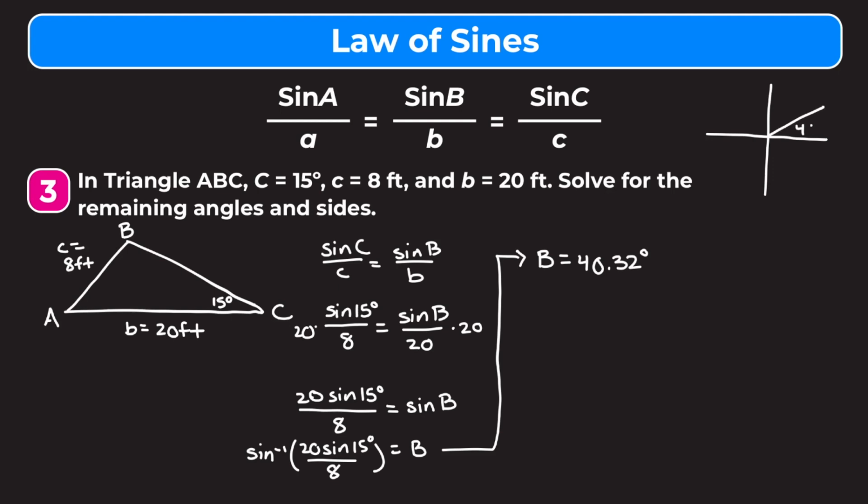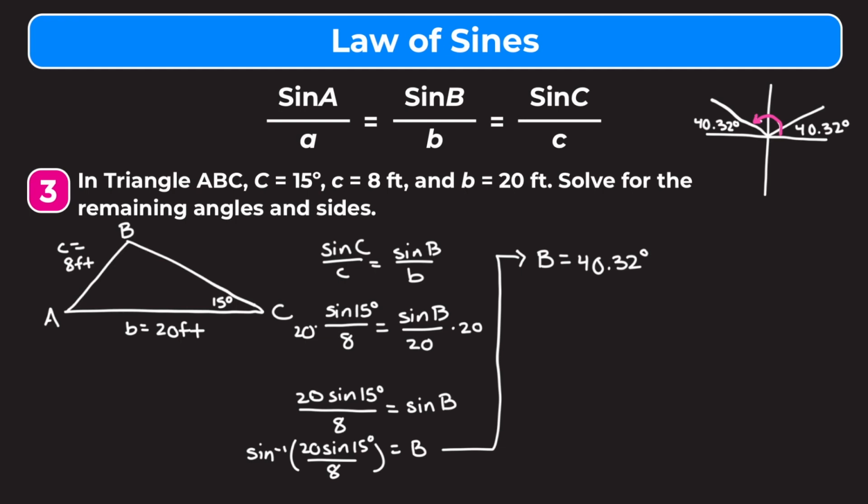This is about 40.32 degrees. You may know that the sine of that angle is the same as the sine of this angle in the second quadrant that has a reference angle of 40.32 degrees. So I'm going to say that again. The sine of this first angle, 40.32 degrees, is going to be the same as the sine of this other angle that I just drew, this pink one right here, that has a reference angle of 40.32 degrees.